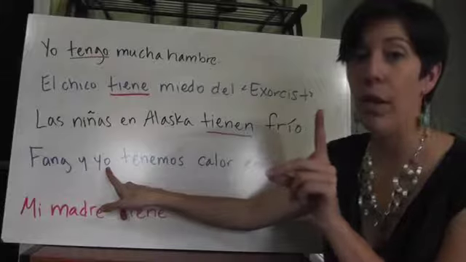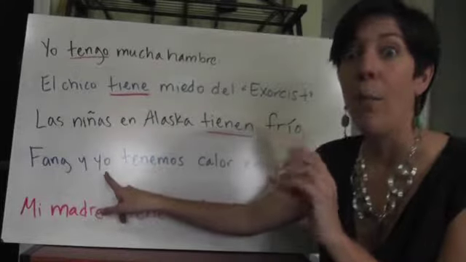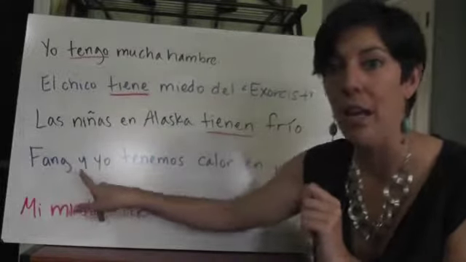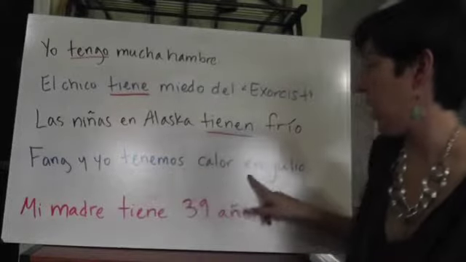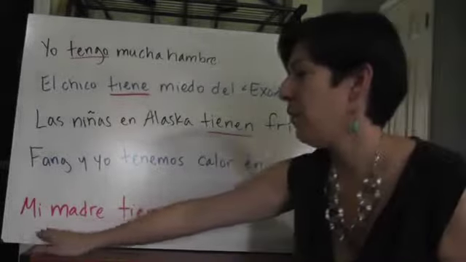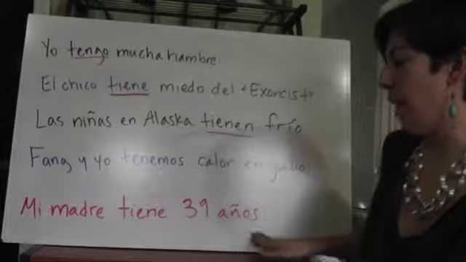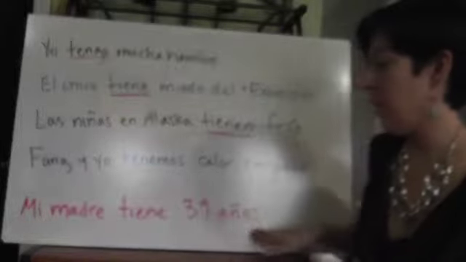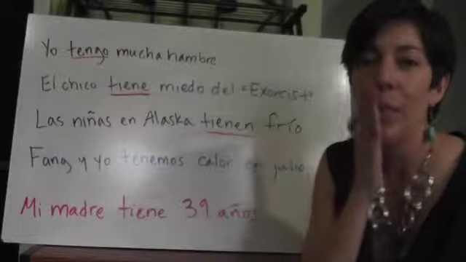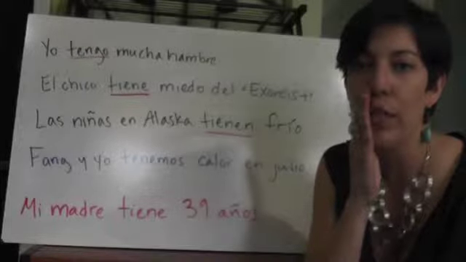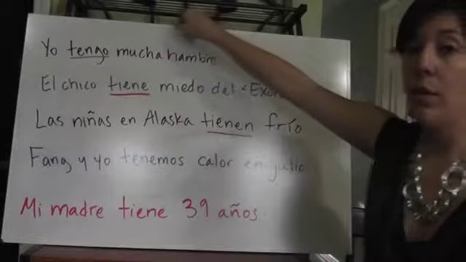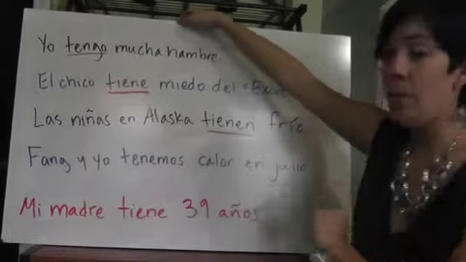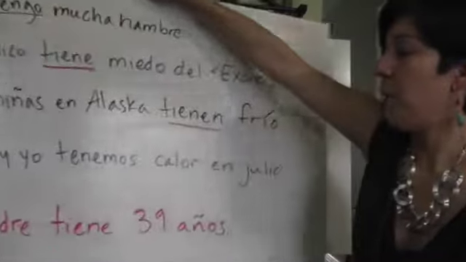Fang y yo. Yo goes to box 1, right? Tengo, yo tengo. But it's plural because it's me and Fang. So that goes to box 4. Fang y yo tenemos calor en julio. And por fin, mi madre tiene 39 años. Mi madre tiene 39 años. She's been 39 for 22 years. Así. All right, so copy down a few of these examples. Maybe change them to make them pertinent to your life. But those are some samples.